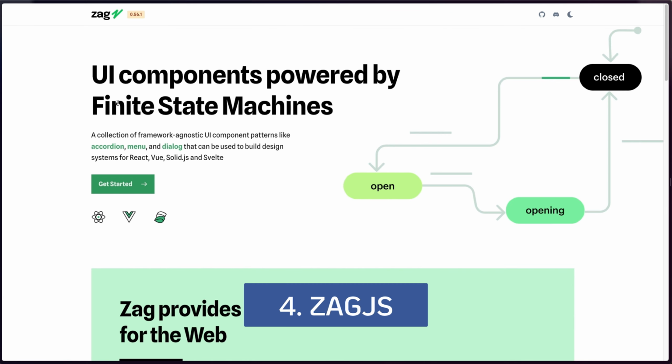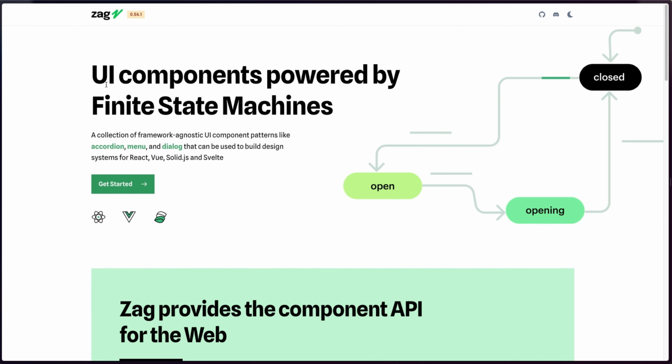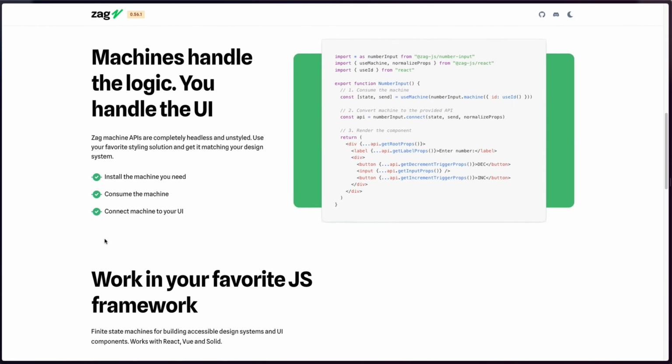Now, the next one I'm going to show is ZagJS. Okay, so this is a set of framework agnostic UI components, and you can basically use it for React, Vue.js, SolidJS, and Svelte, which is really interesting.